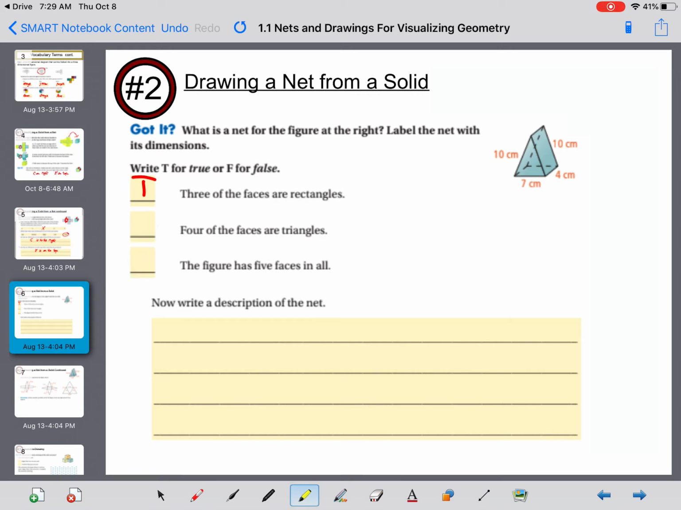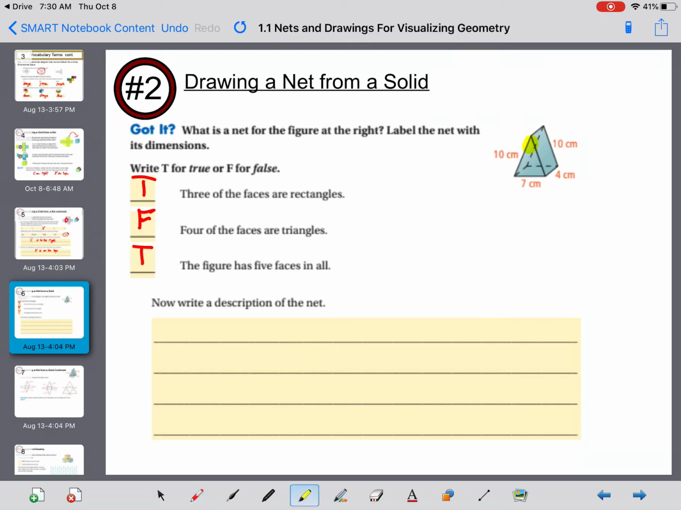4 of the faces are triangles. That is untrue. I see a triangle here, and then I also see a triangle on the back side, which is here. So that's only 2. False. The figures have 5 faces in all. Well, I see 1, I see 2 in the back, I see 3 on the bottom, and I see 4 on the side, and 5 in the front. So if this unfolds, you will have 5 faces.